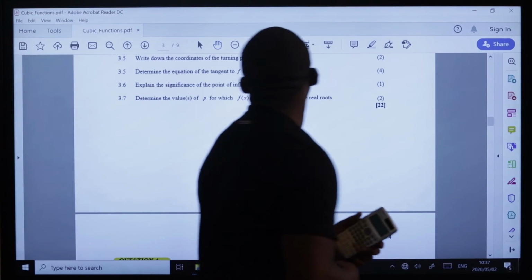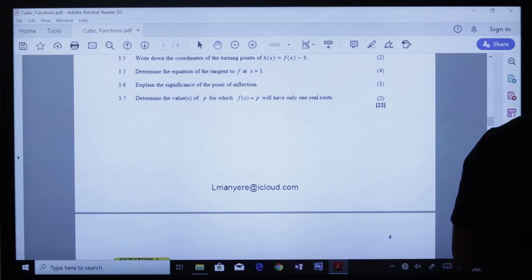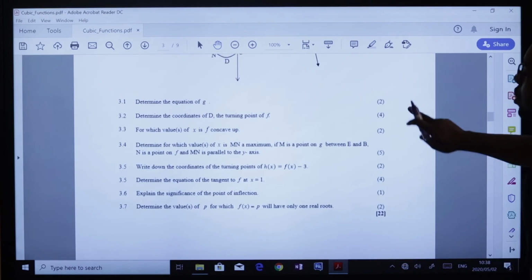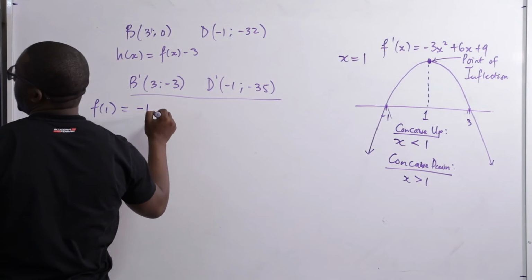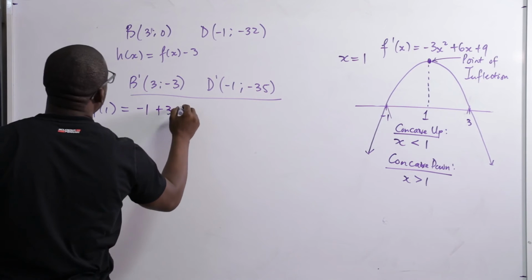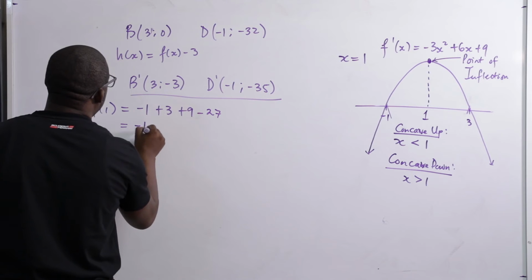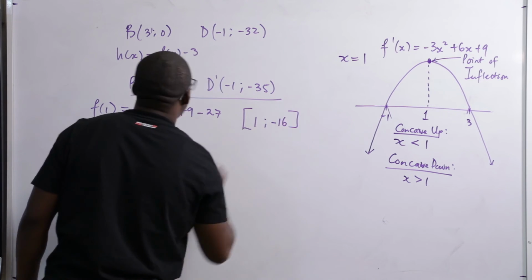Determine the equation of the tangent of f at x equal to 1. Tangent implies that you differentiate and get the gradient of that graph. First off, we have to get f of 1. f of 1 would have been minus 1 plus 3 plus 9 minus 27. 12 minus 28, so minus 16. So we're dealing with the point where x is 1, but y is minus 16.